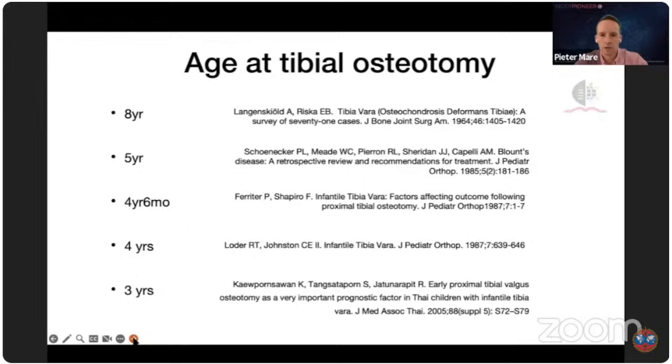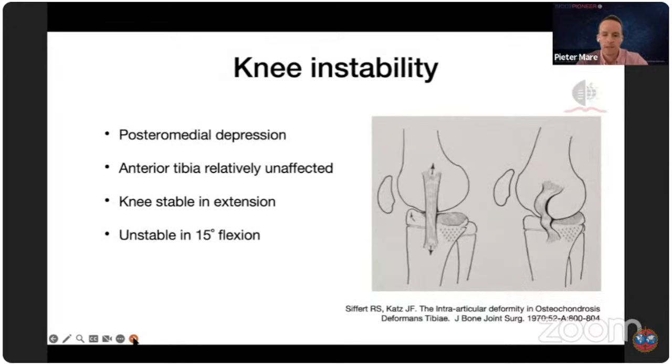So the age of tibial osteotomy, while there is a range in the literature, I think most authors now agree that we need to effect correction before the child's fourth birthday. Knee instability was first described by Blount in 1937, but it was Siffert and Cutts at open arthrotomy that defined the character of the posterior medial depression, found that in several of these cases, the anterior tibia is relatively unaffected, with the knee then stabilizing in full extension, but remaining unstable in 15 degrees of flexion.